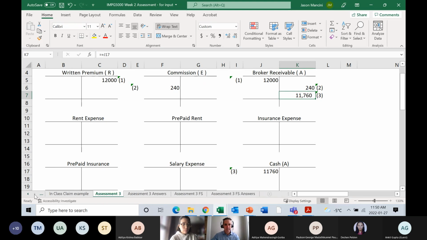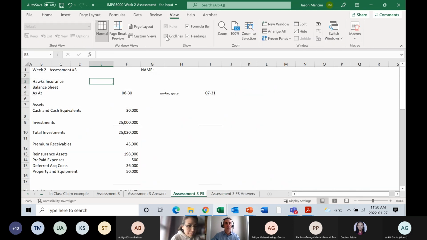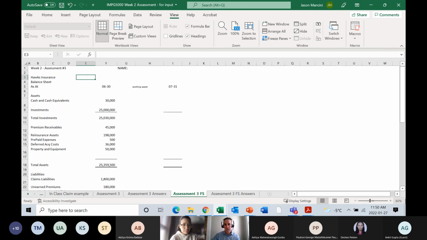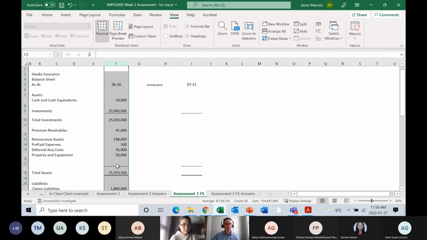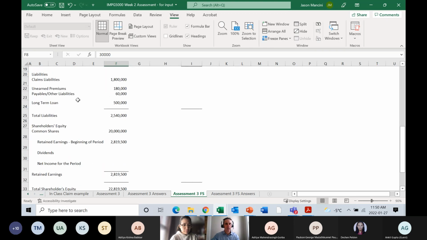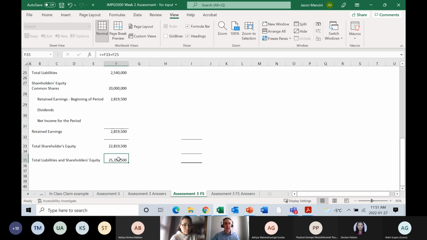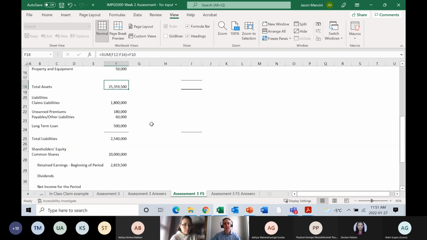Okay. Let's just look at, again, just these three transactions. So here is the sample balance sheet before the transactions. Okay, we have our assets, we have our liabilities, our equity, and total. Here's the breakdown of all the equity accounts, and total assets, total liabilities, shareholders' equity, 25359 is the same as our total assets.